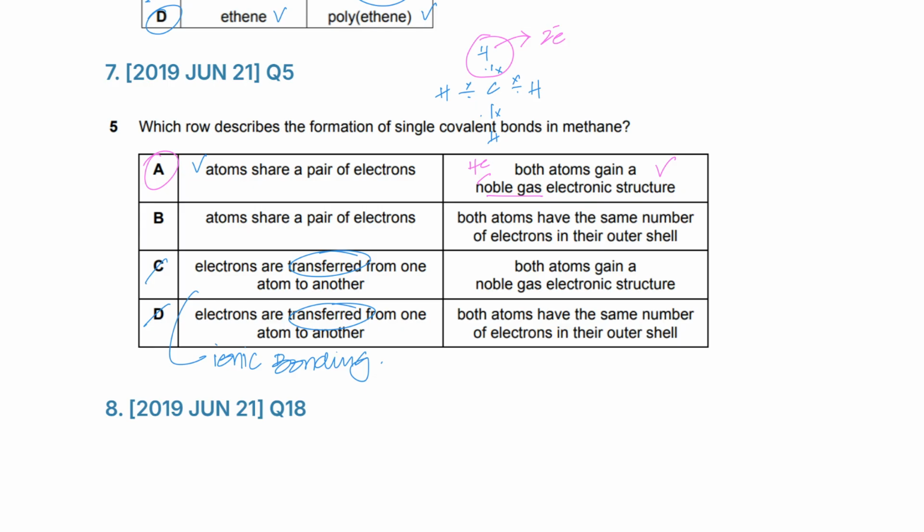Both atoms have the same number of electrons in their outer shell. No, they don't. Carbon has 2, 4, 6, 8. Now carbon has 8 electrons in its outermost shell, whereas hydrogen only has 2 electrons. So B is wrong. Yeah.